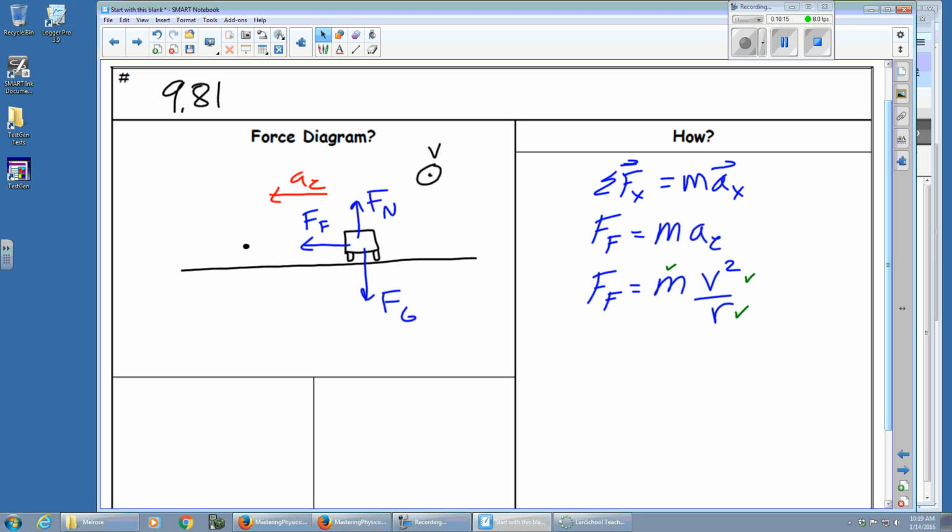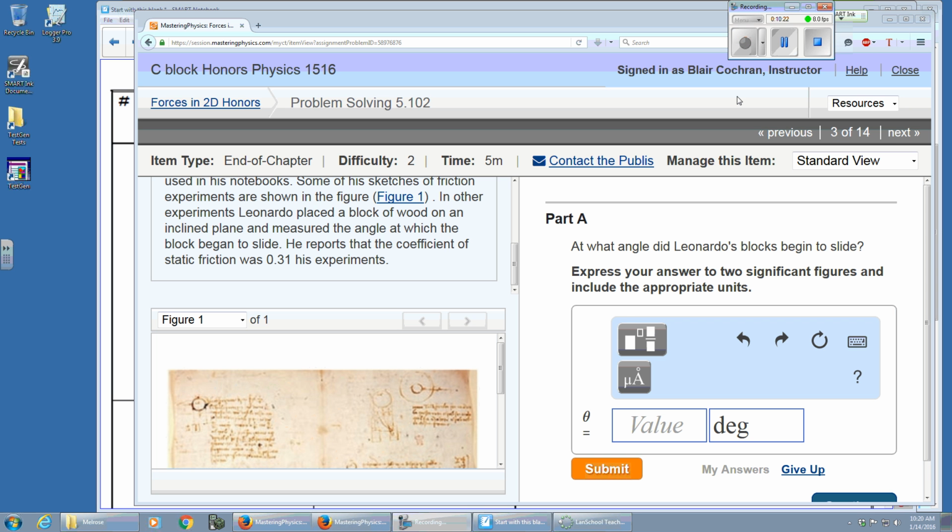I got that from my diagram. See, Aiden? That's why it's good to do the diagrams. All right, so 5.102.